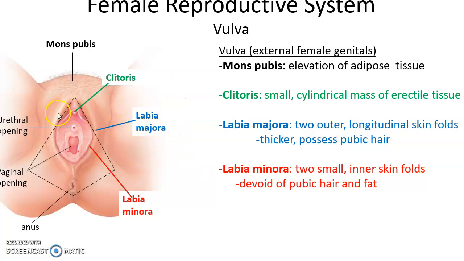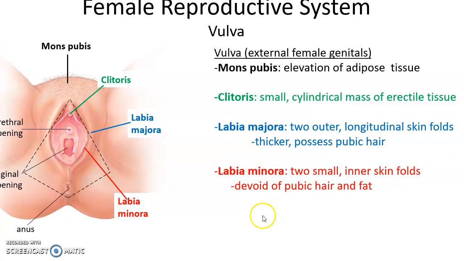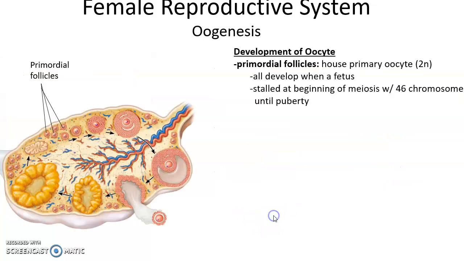Then we have the two folds of the vulva, the outer labia majora folds that are thicker and possess pubic hair, and then the inner thinner folds called labia minora that are devoid of pubic hair and fat, and usually pinkish in color. And then, of course, you can also see the urethral opening and the vaginal opening, which are two separate structures because the reproductive system and the urinary system in females are separate.